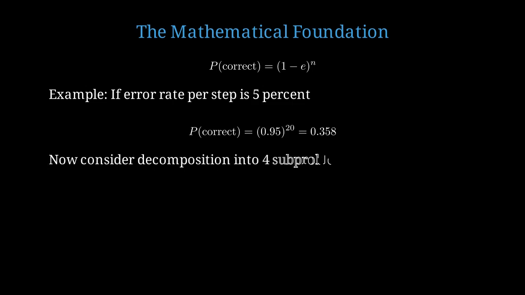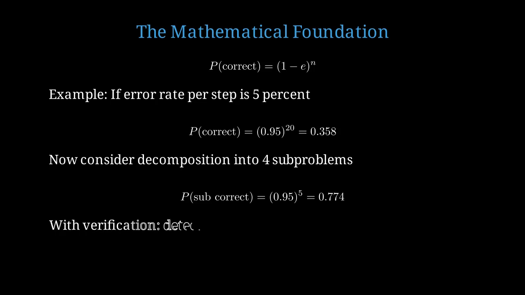Now consider decomposition. Instead of 20 steps in sequence, we break it into 4 subproblems of 5 steps each. We verify each subproblem independently. Each subproblem has 0.95 to the 5th power equals 0.774 probability of success. Much better. With verification, we can detect which subproblem failed and retry only that one. If we allow up to 3 attempts per subproblem, the effective success rate increases dramatically.